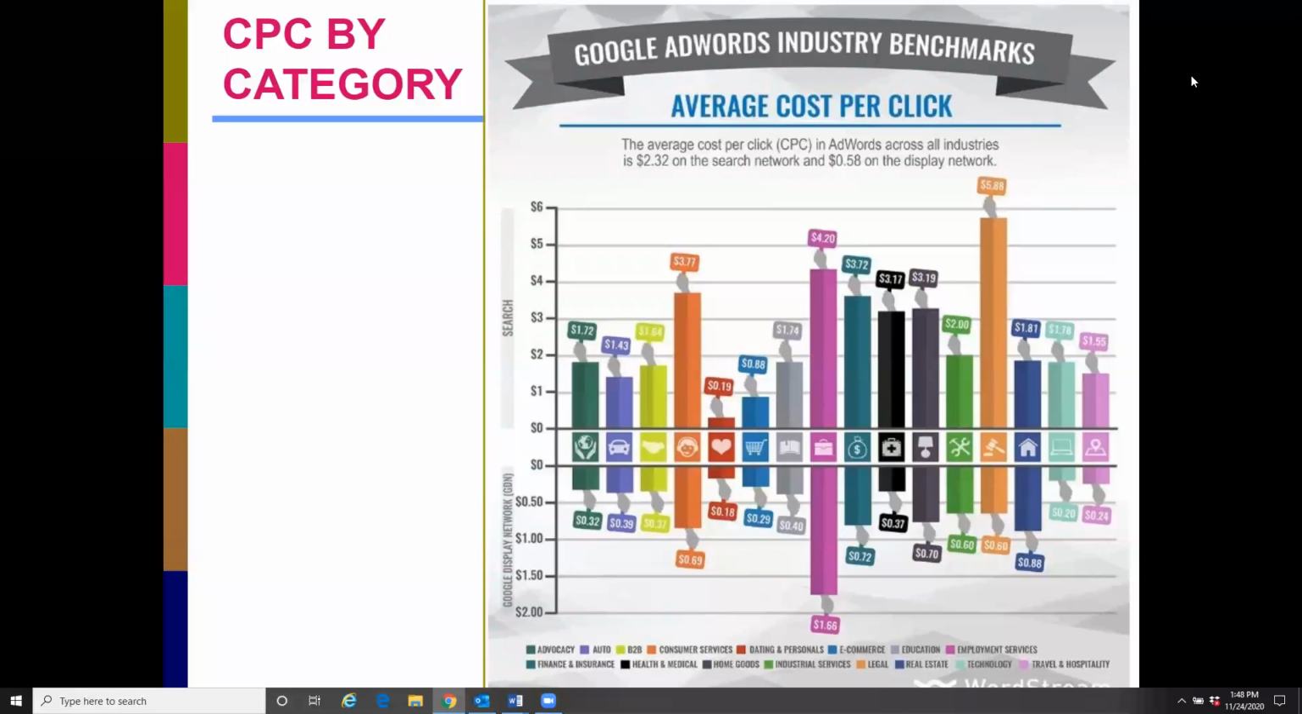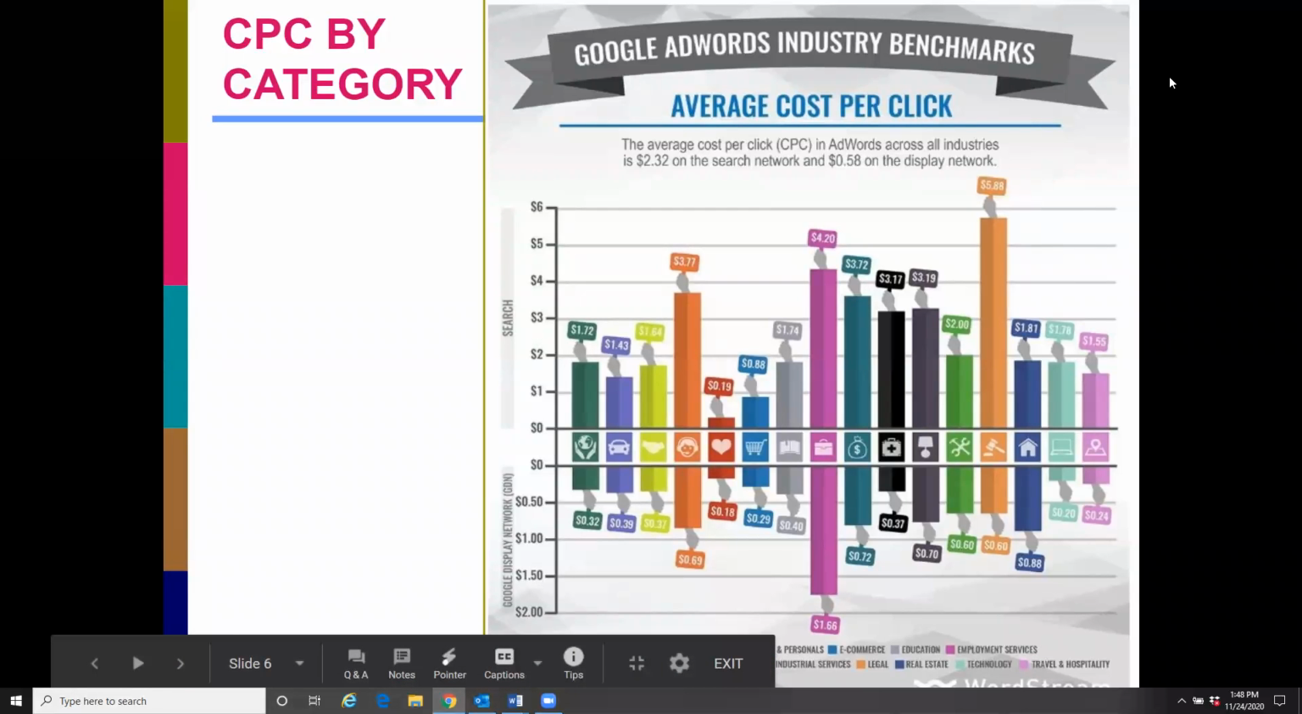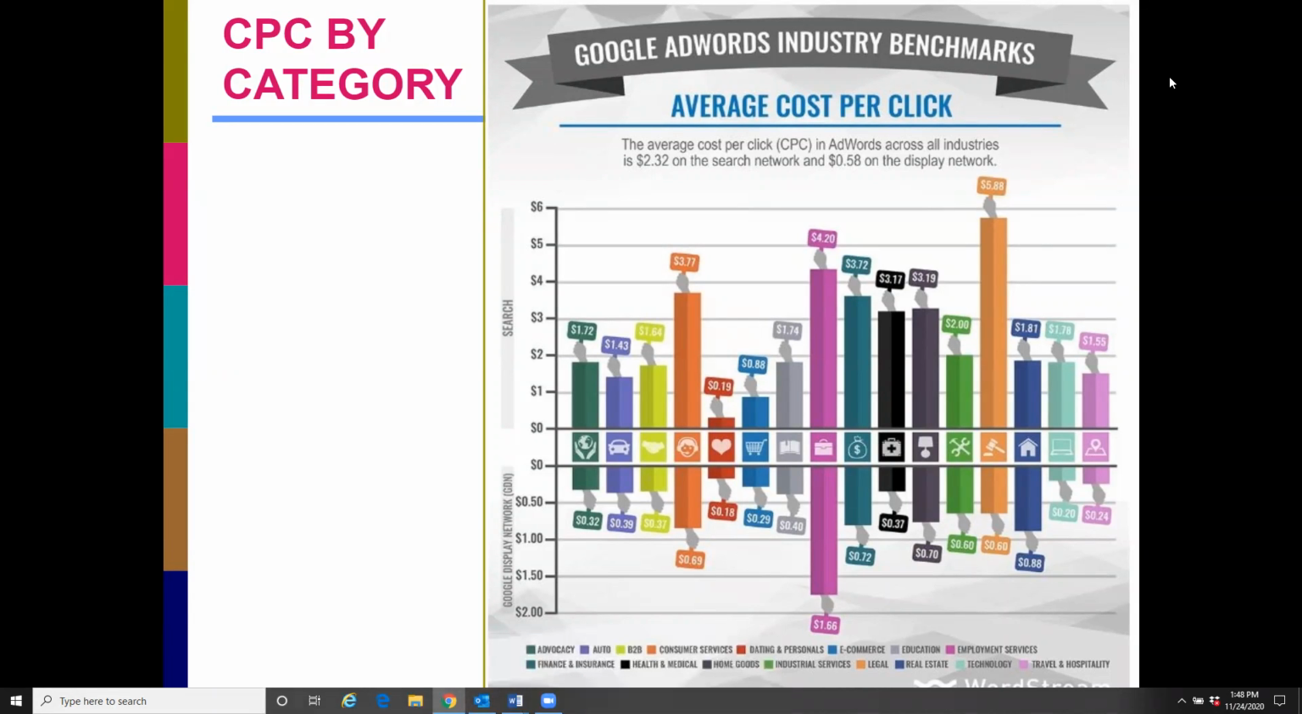Why is it so expensive? Go ahead and put that in the chat. This kind of tan colored industry. Look down at the legend down here and tell you what, go ahead. Yes, thank you. Legal. What are some other industries that, as we would expect, do have a high cost per click or a pay per click?